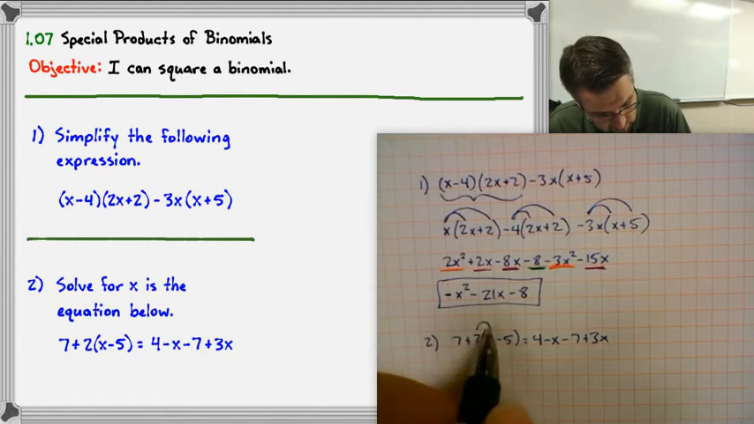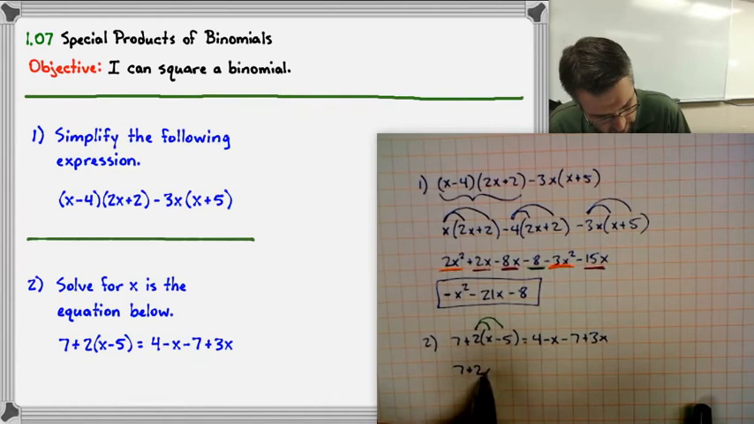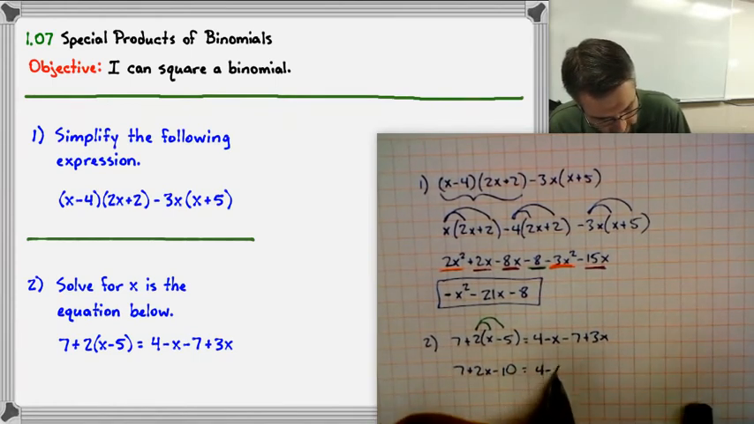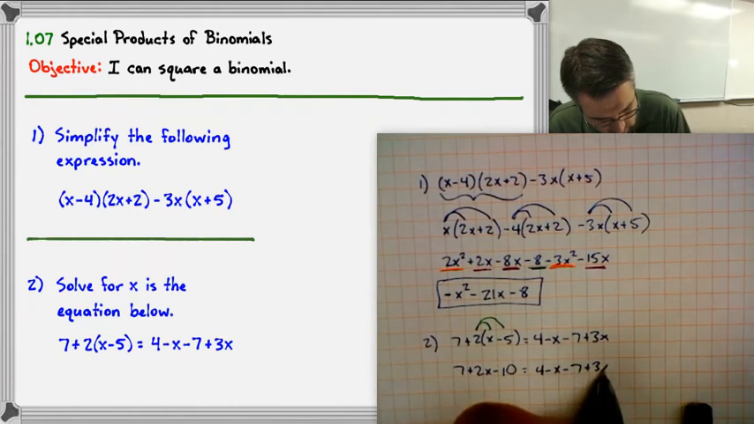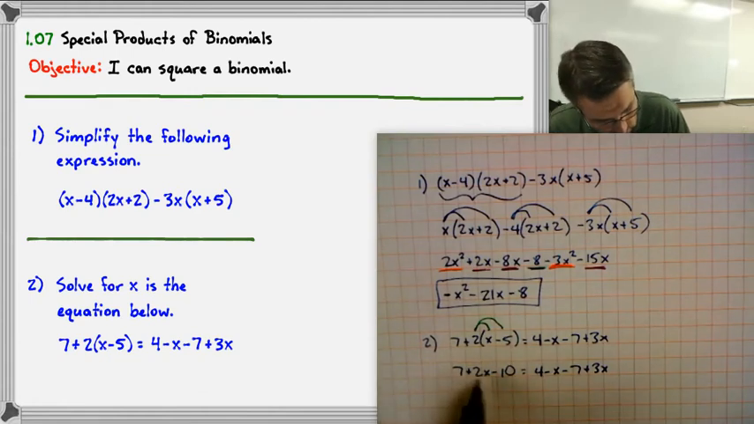So the first thing we're going to do is distribute that 2x, and so we end up with 7 plus 2x minus 10 equals 4 minus x minus 7 plus 3x. Then from there, we're going to go ahead and combine like terms. So on the left-hand side, the 2x is all by itself. So we're just going to carry that down.